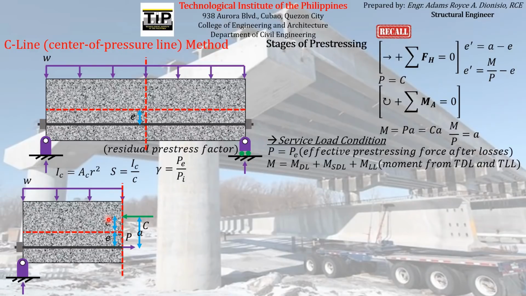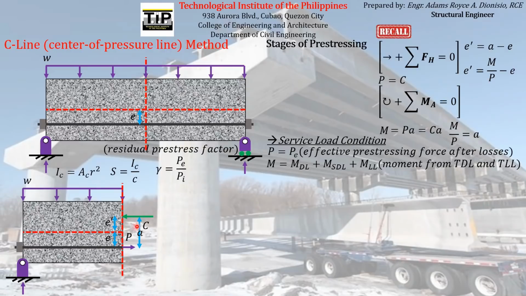And again, if the location of the total compressive force is acting above the centroid or the neutral axis, the sign of E prime will obviously be positive. Otherwise, if it is acting below the centroid or the neutral axis, it will obviously have a negative value, the E prime.